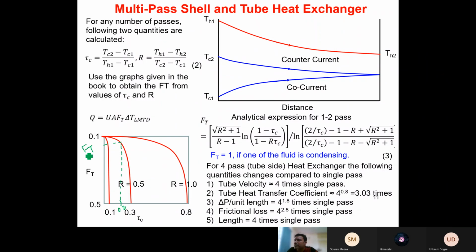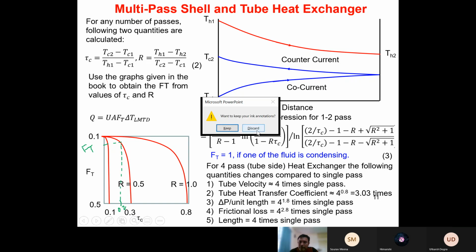In the book you can see that for the 2-4 or 2-6 or 1-2 heat exchanger, all these graphs are given in the book. One can use those graphs and calculate the Ft value, and that Ft value has to be multiplied here in the LMTD to calculate the Q. Again, for a simple case of a 1-2 pass heat exchanger, an analytical expression for Ft I have also given here.